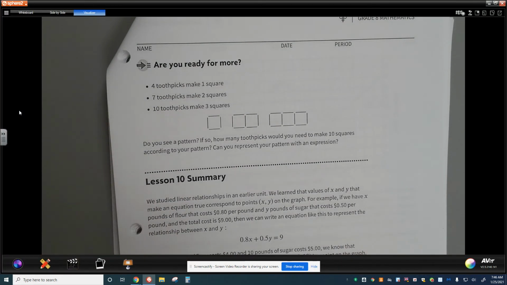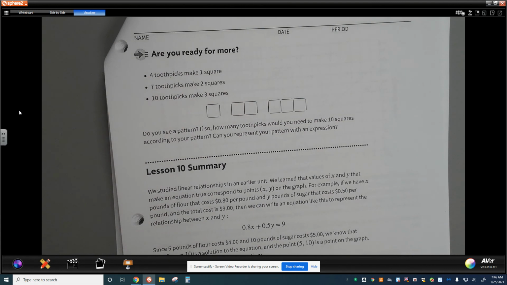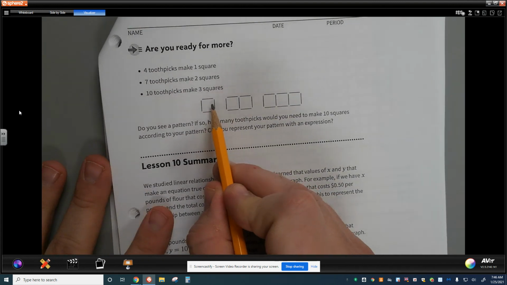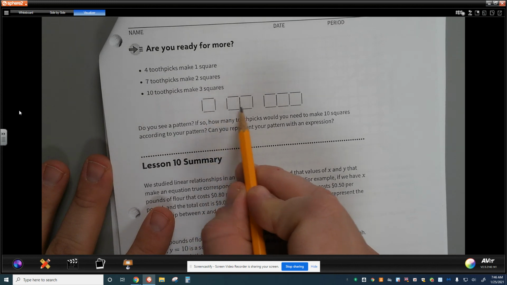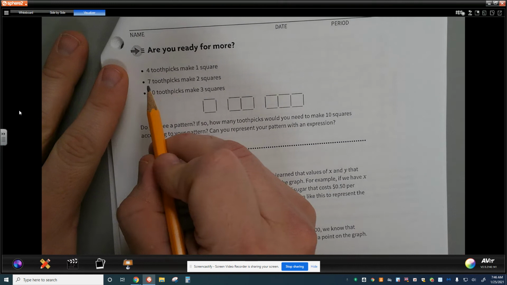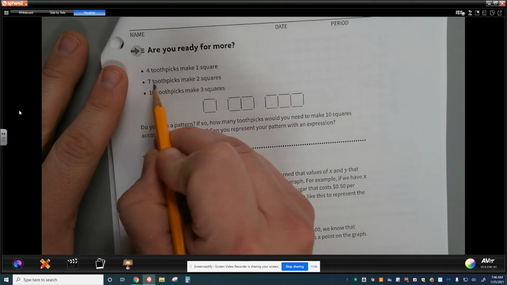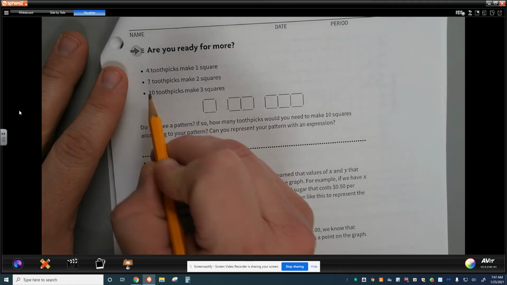All right, the last thing is Ready for More. This is a little bit of a challenge question to think about how I could make an equation that represents a pattern in the toothpicks. What we see is 4 toothpicks makes up 1 square, and then 7 toothpicks makes up 2 squares, and then 10 toothpicks make up 3 squares. Hopefully you've already seen a pattern developing: 1 square, 4 toothpicks; 2 squares, 7 toothpicks; 3 squares, 10 toothpicks.